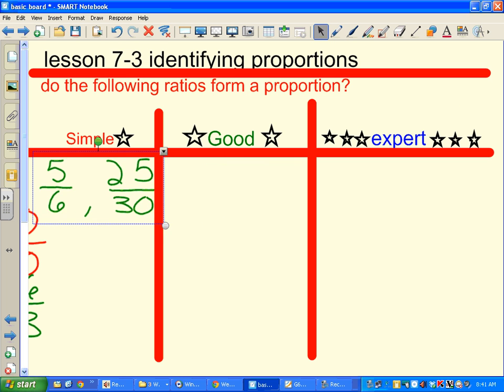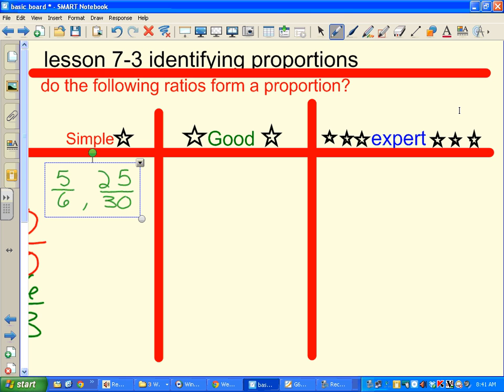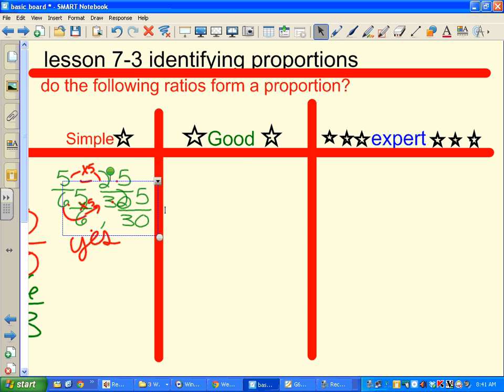So we're going to do the first one here in the simplest way. And the simplest way is really, really simple. That's why it's simple. You say, what times 5 gives me 25? Well, I have to multiply by 5 to get 25. Times 6, and whatever happens at the top times 5 has to happen at the bottom. And 6 times 5 gives me 30. So 5 times 5 gives me 25, 6 times 5 gives me 30. And the answer is yes, they are proportional. But I need to do a little bit more.